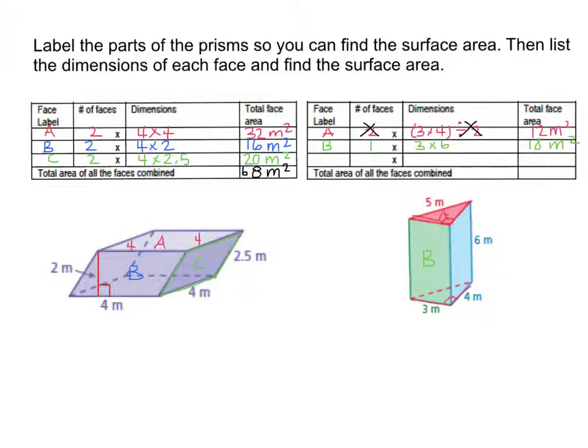Side B is 3 at the base and 6 high, which is 18 meters squared. Side C, there's only one of them. It's 4 by 6 meters, which would give us 24 meters squared. And there's one more surface on the back side here, which is 5 by 6. So when I multiply that, that gives me 30 meters squared. When I add them all together, that gives me a total of 84 meters squared.